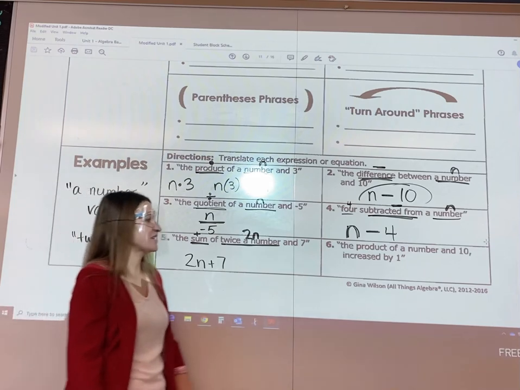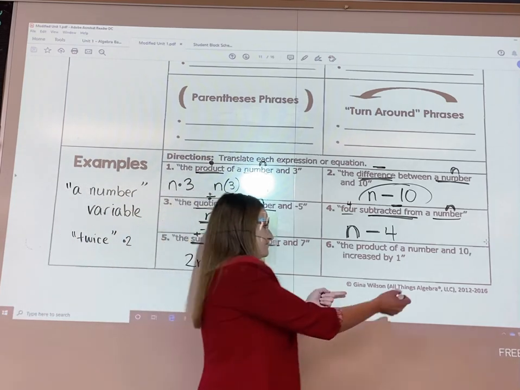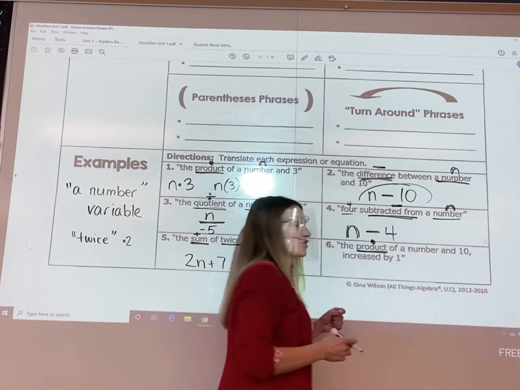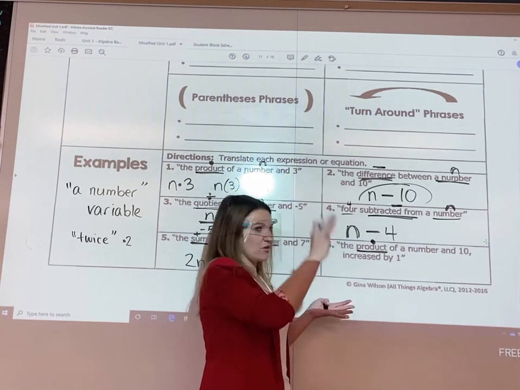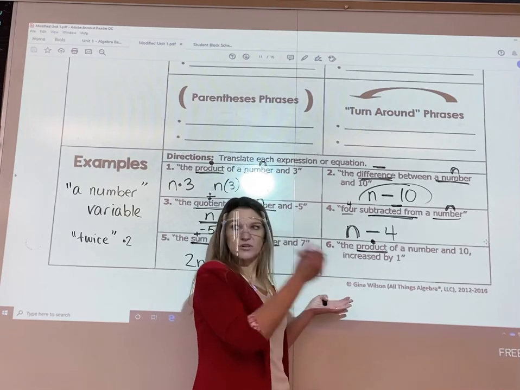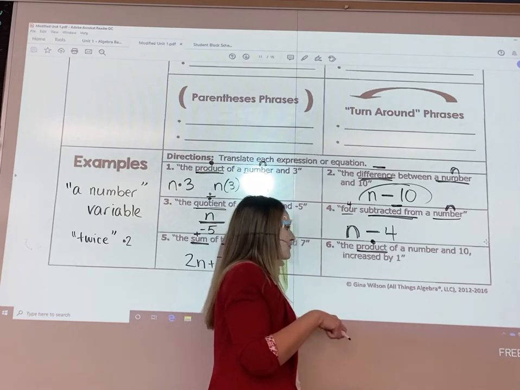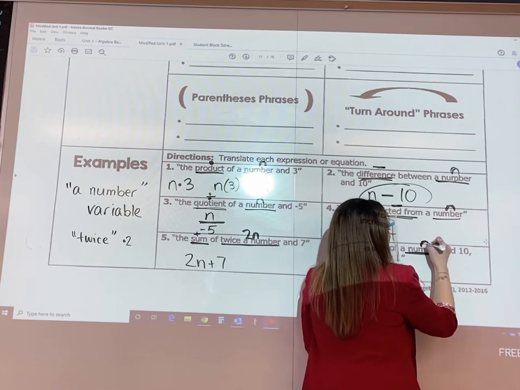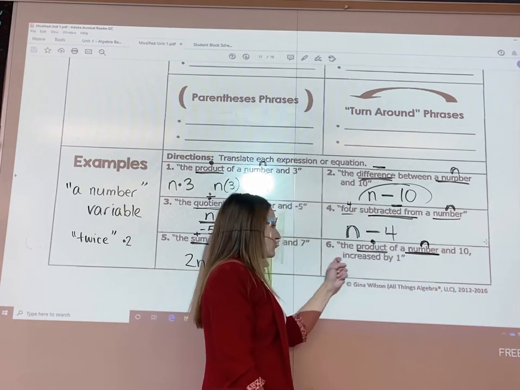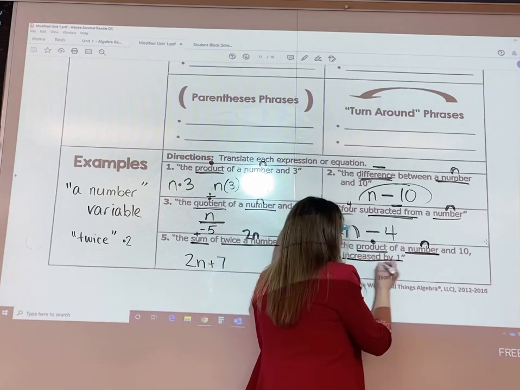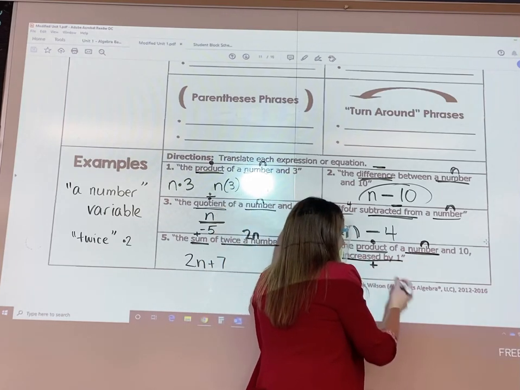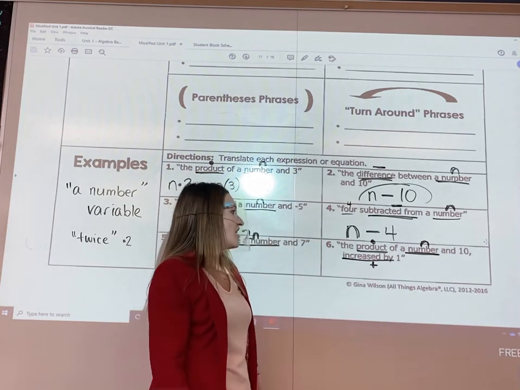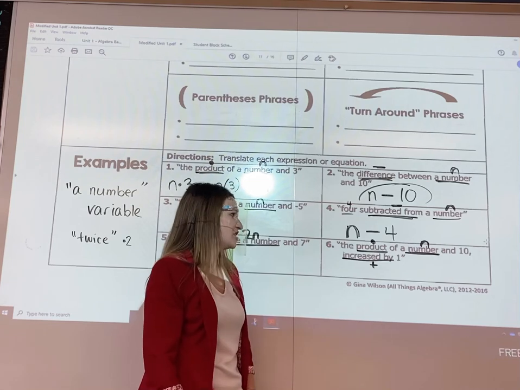Let's look at number 6. The product tells me to multiply. As you go through these statements, you're going to want to have that chart that you have above with all those words. Underline all those key words that you see. A number, we don't know what that is, so we're going to represent that with our variable n. Increase by 1. That's telling me to add 1. So let's reread that. The product of a number and 10 increased by 1.